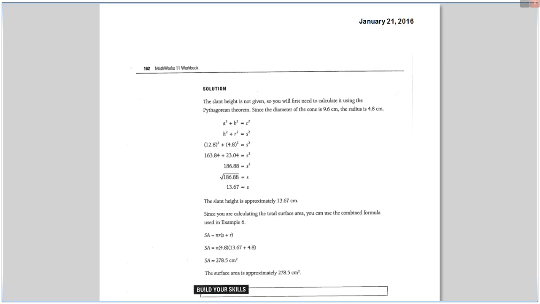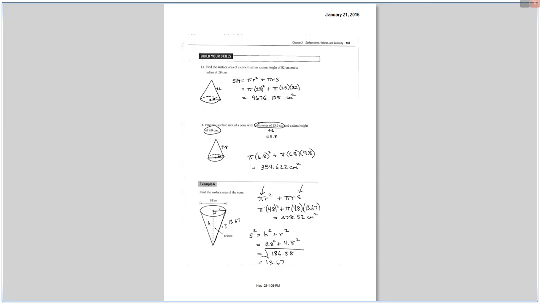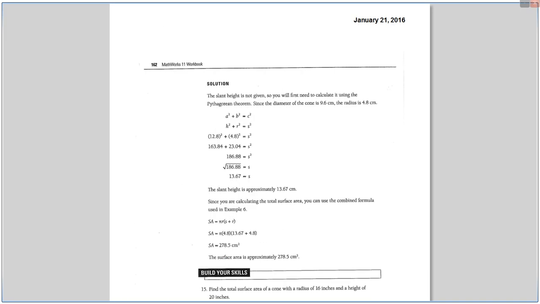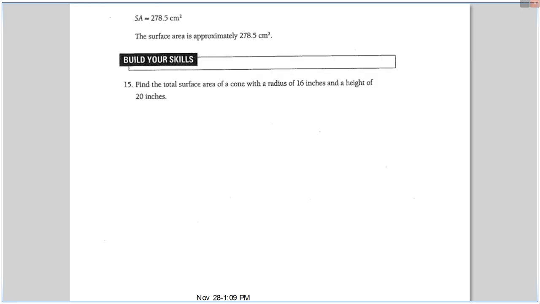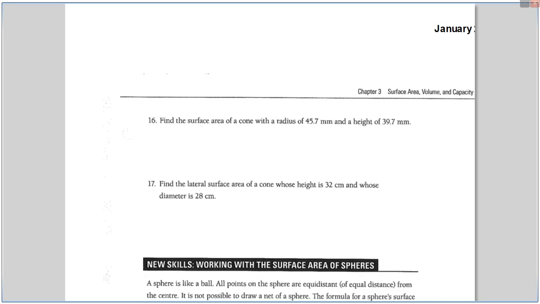Did I get the right answer at least? 278.5. Did I get that? Oh yeah. All right, so how about you guys try 15 for me right now? And let's go 15 to 17. You guys do that for me. Okay, 15 to 17. 3 questions, and then we'll go over them.